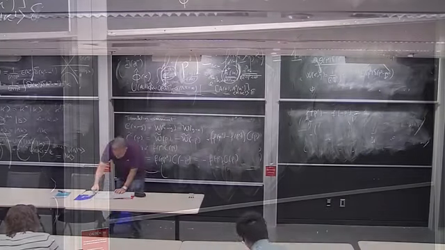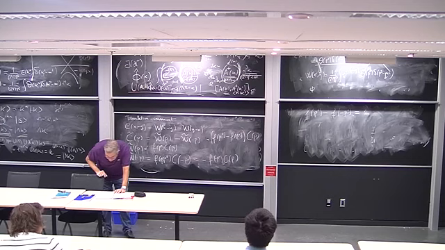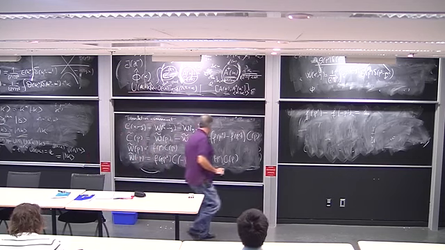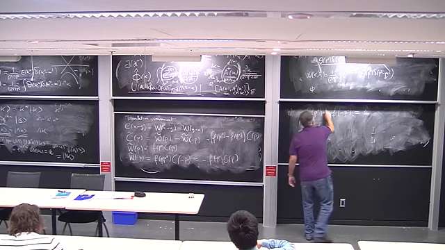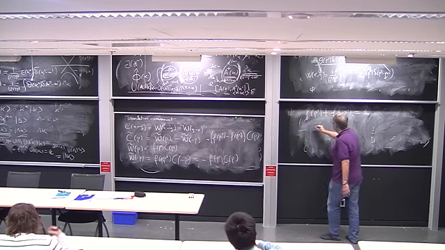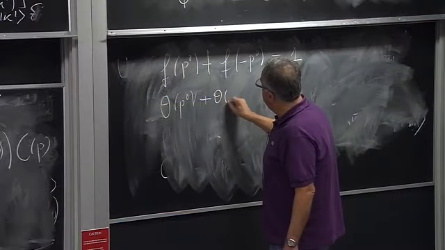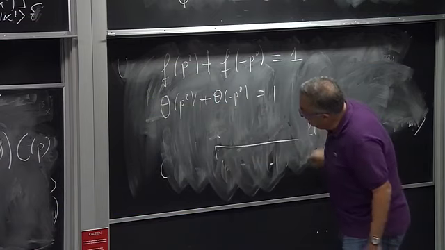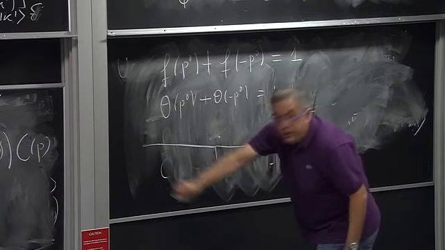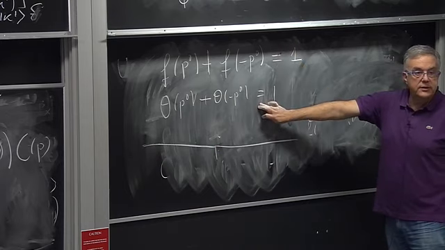Am I wrong? Plus F of minus P0 equals 1. Plus, because here I changed this sign, yeah? Plus. Okay, this is obvious in the case of theta. Theta of P0 plus theta of minus P0 equals 1. This is the function which is 1 here, and this is the function which is 1 here. Okay, so this is a generalization of this.